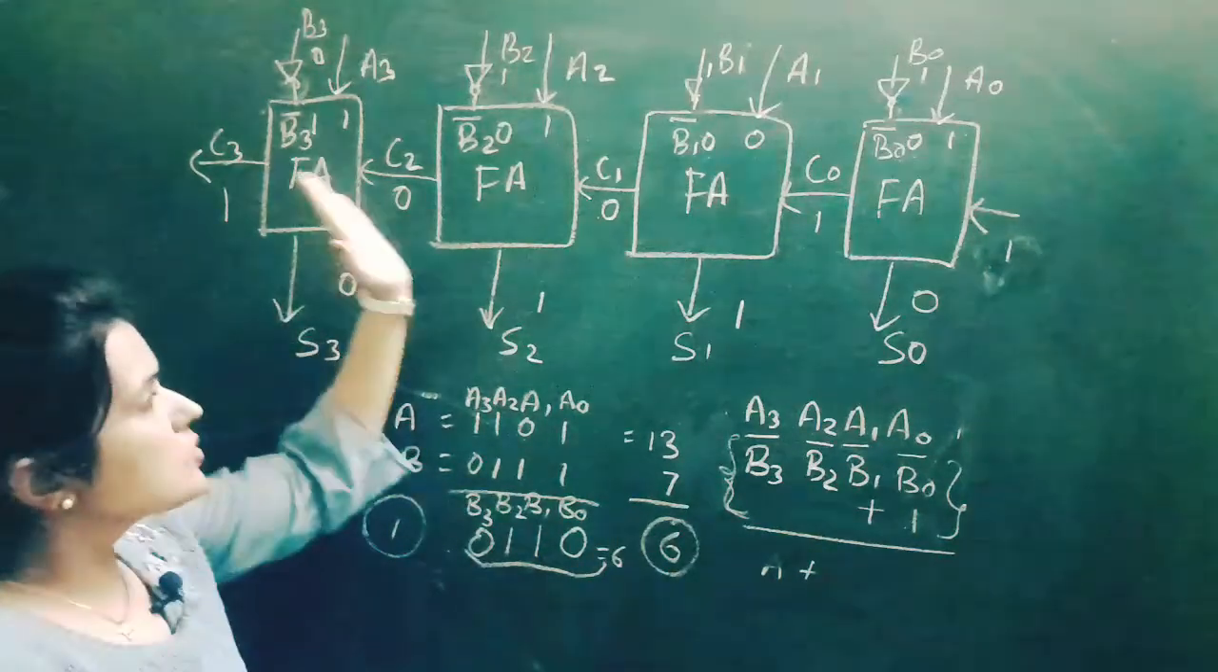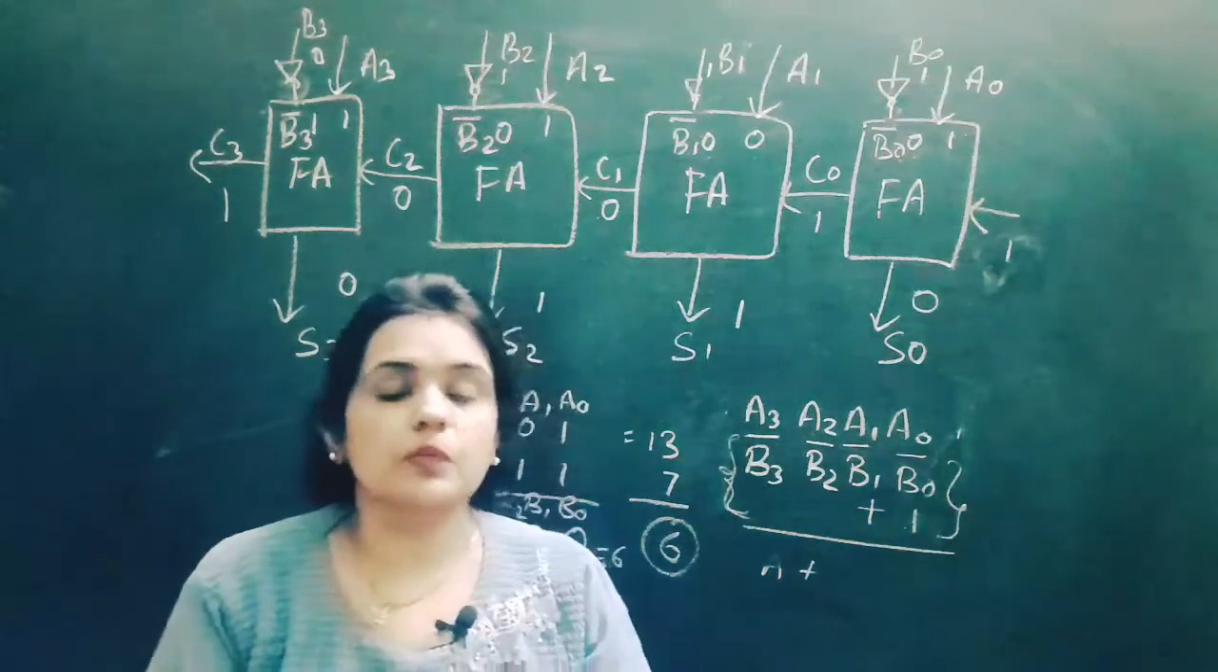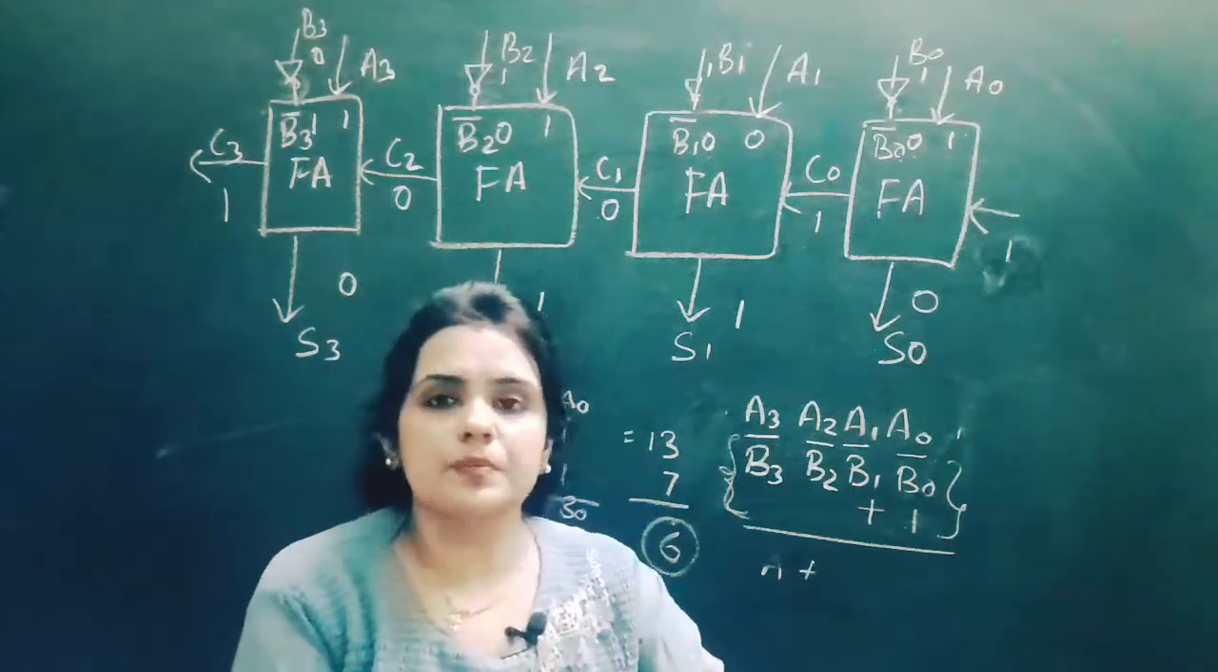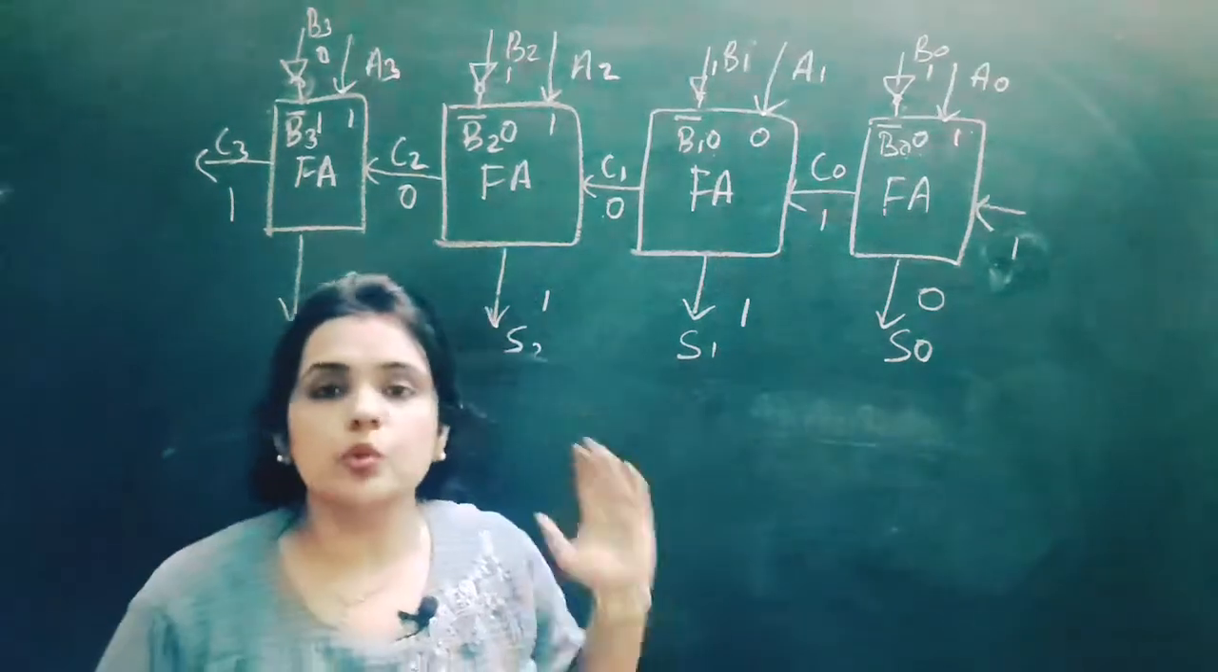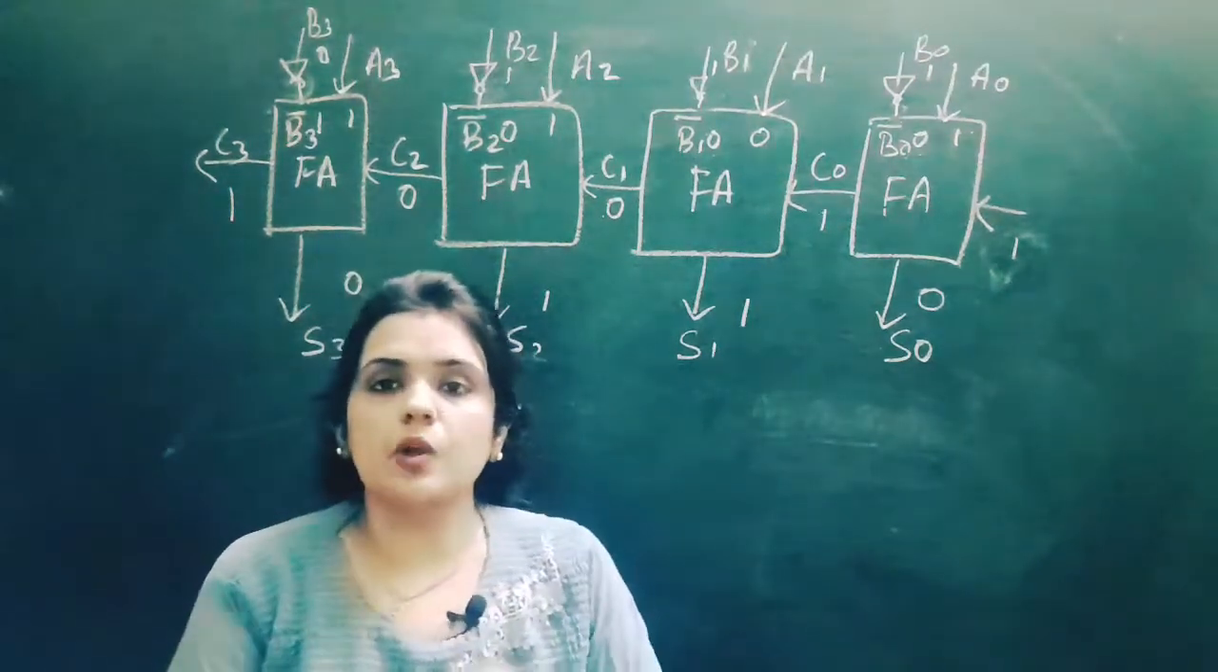Now this is only the subtractor circuit. But what do we want? We want adder cum subtractor, that is a circuit which can perform addition and subtraction, both operations. For doing the changes, we should understand the concept of XOR gate.